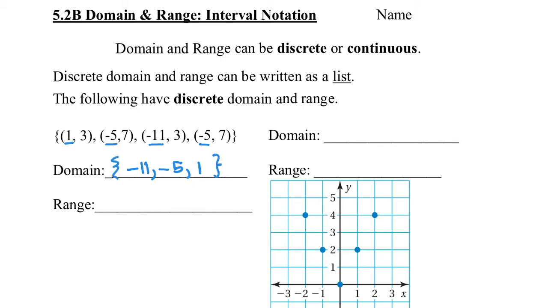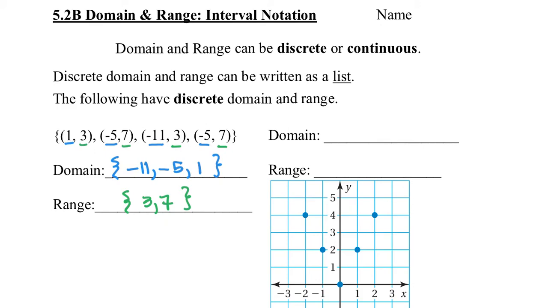Okay, range is the y coordinates, so 3, 7, 3, 7. So 3 and 7 because I excluded the repeats. And my domain and range is just a list of values because this is a discrete relation. Okay, for the graph, the same. This is 5 points, so I should be able to list the domain and range as a list.